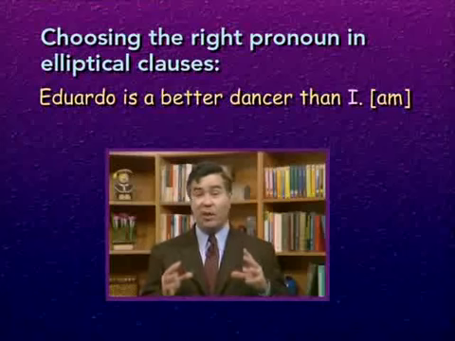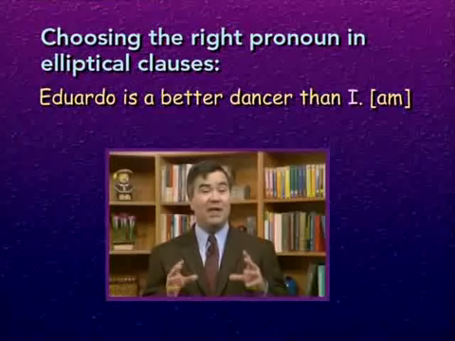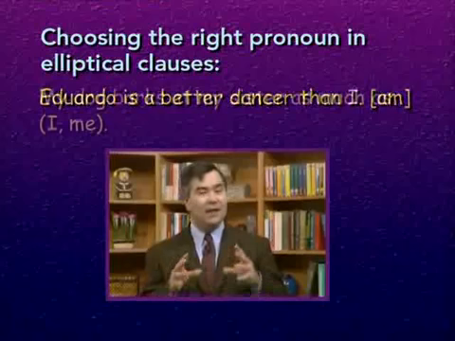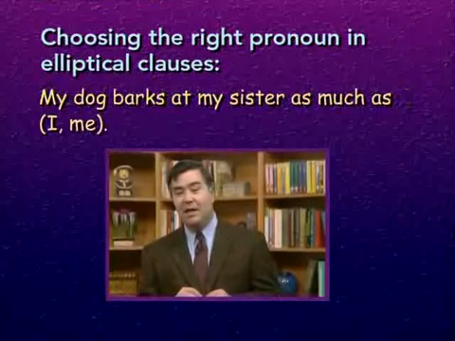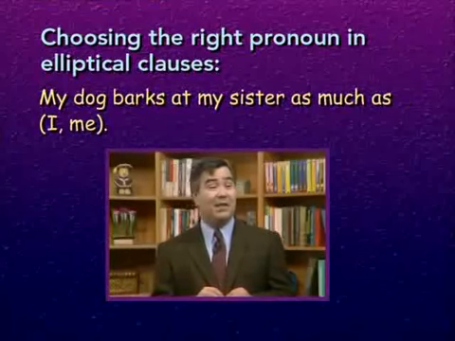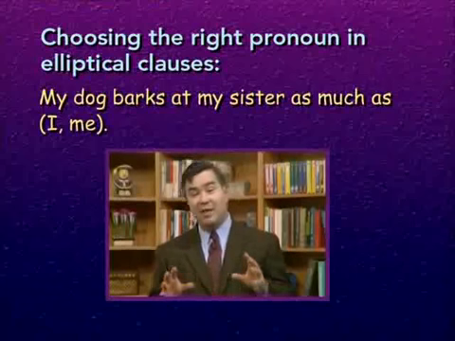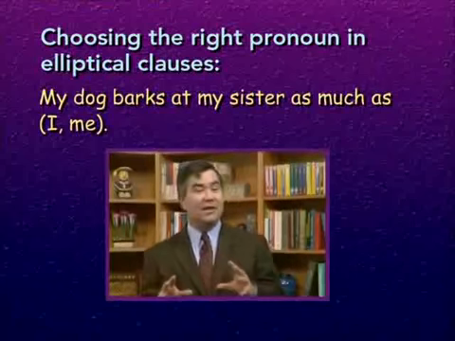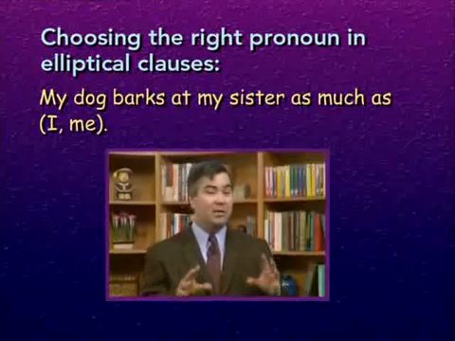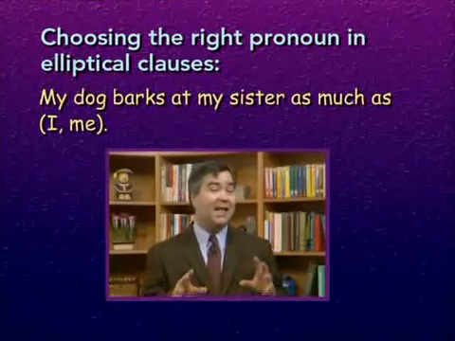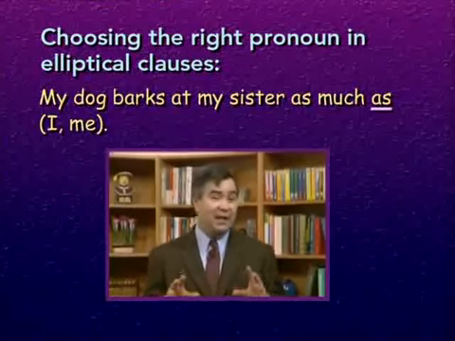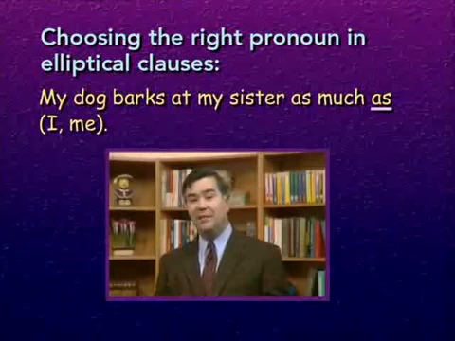So the sentence should correctly read, Eduardo is a better dancer than I. Take a look at this example. My dog barks at my sister as much as I or me. Once again we have an elliptical clause at the end of the sentence from which some words have been omitted. And in this case, it begins with as. That's the other word that often begins an elliptical clause.